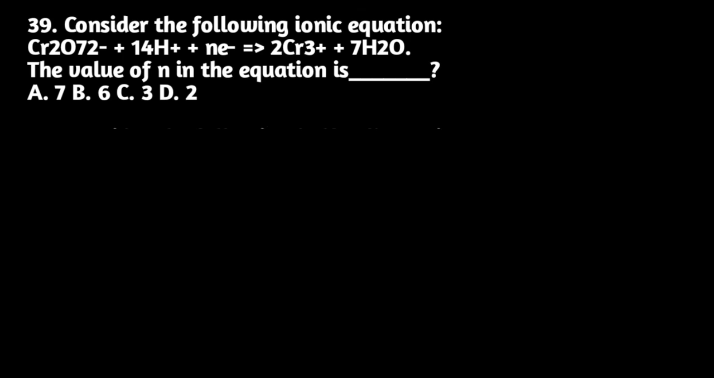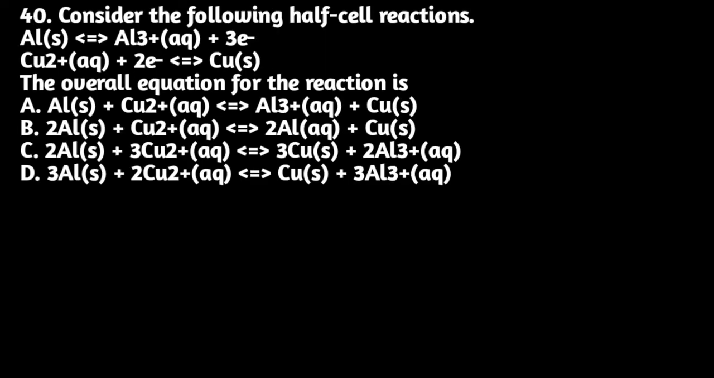Question number 40. Consider the following half-cell reactions. They ask us to find the overall equation for the reaction. Just pick Al(s), Cu2+(aq), then Al3+(aq), Cu(s). Remember that we have 3 electrons here, we have 2 electrons. If we balance it, that means that we're supposed to have Al appearing 2 times. Therefore, we have 2 Al, whereas the copper should appear by 3. C is the correct option.